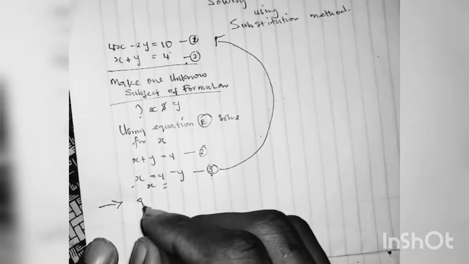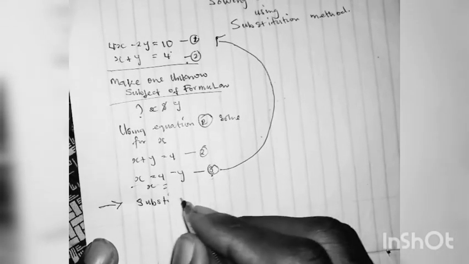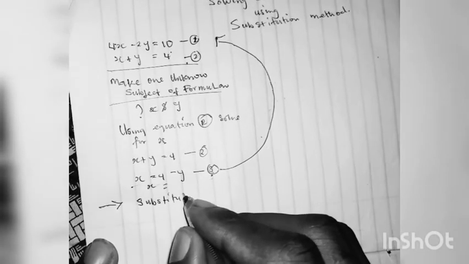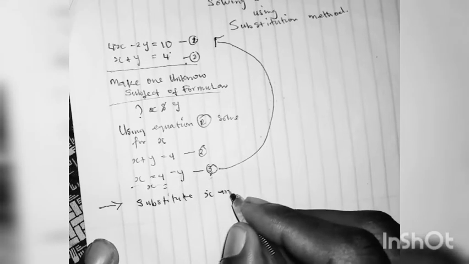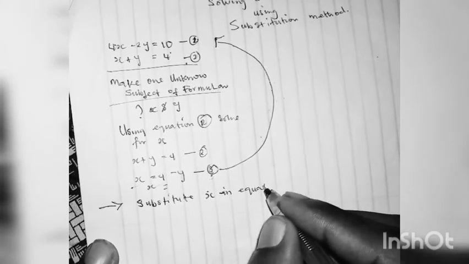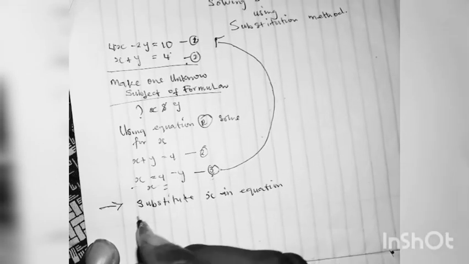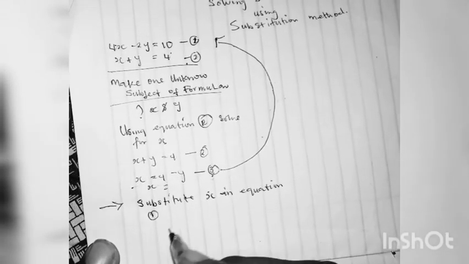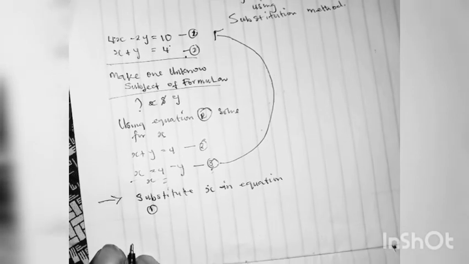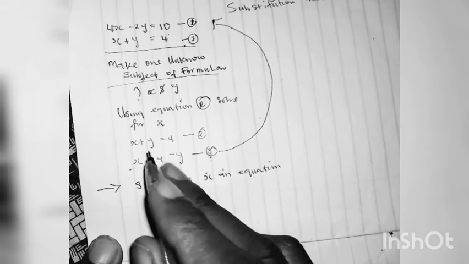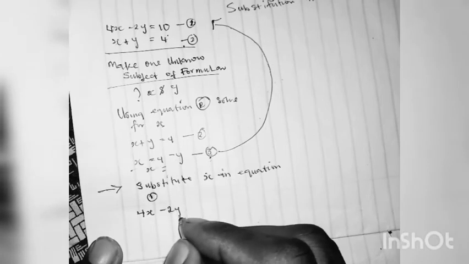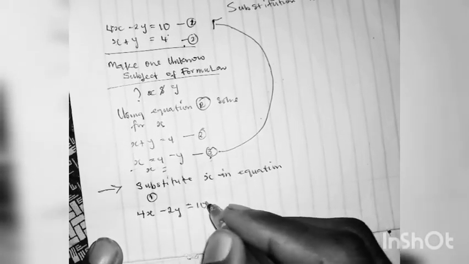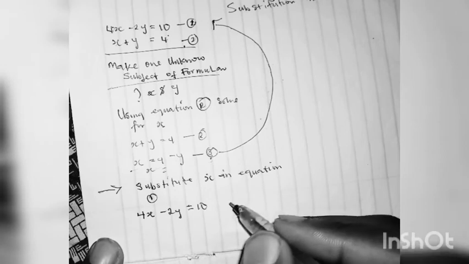So we'll say substitute x in equation 1. What we are going to do in this scenario is write out equation 1 as 4x minus 2y equals 10. Right, this is equation 1.